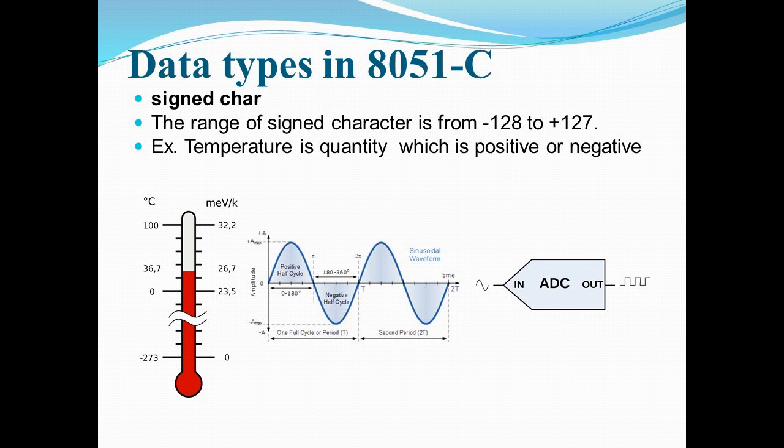Or you can have a different kind of waveform which has positive values as well as negative values. Such values can be measured by using an analog to digital converter. After the conversion, we will get positive values as well as negative values.